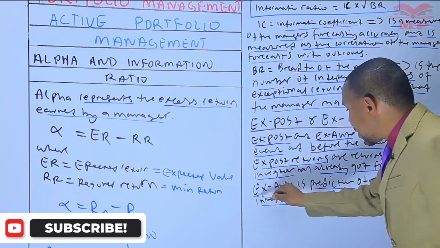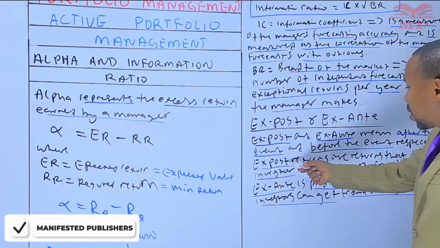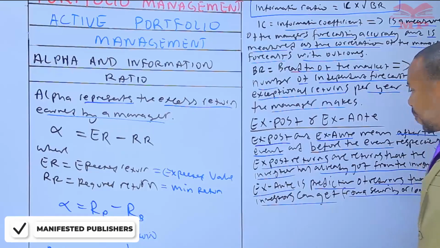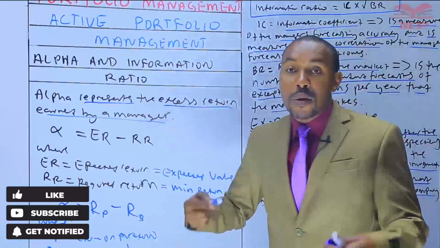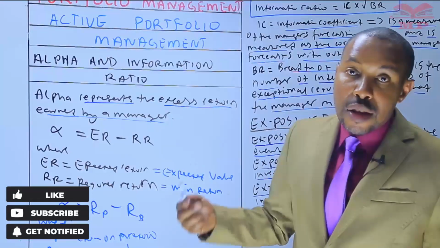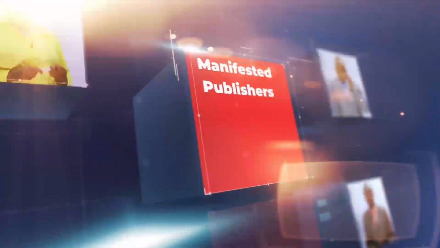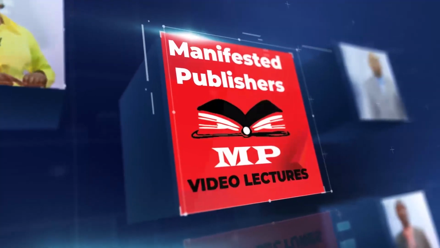That is ex ante. Ex post returns, ex ante returns there. What do we expect to get once we invest in KQ shares or Mumia Sugar shares?